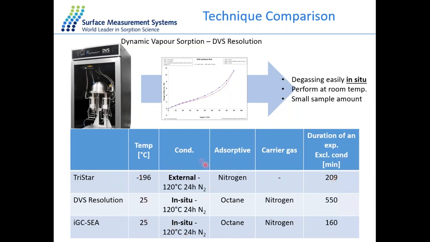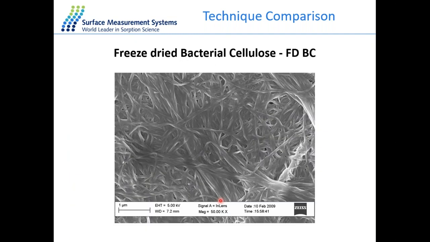Excluding conditioning, so if you ignore the conditioning time, which was 24 hours for each of these materials to keep them uniform, you can see this is the time scale. So volumetric technique, maybe a little over 3 hours. IGC about 2.5. DVS was a bit longer at 10 hours. So the techniques do have some variety in terms of how long it takes to measure the BET surface areas. But in order of magnitude, they're all within a day or half a day, roughly, to measure the BET surface area. Again, independent of the outgassing conditions.